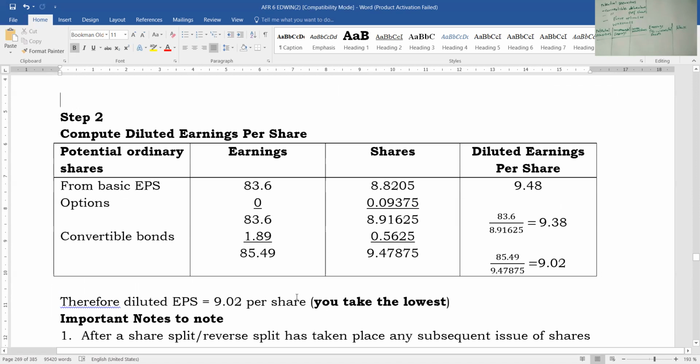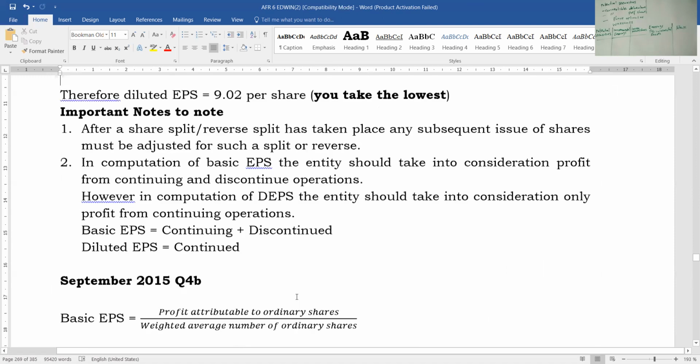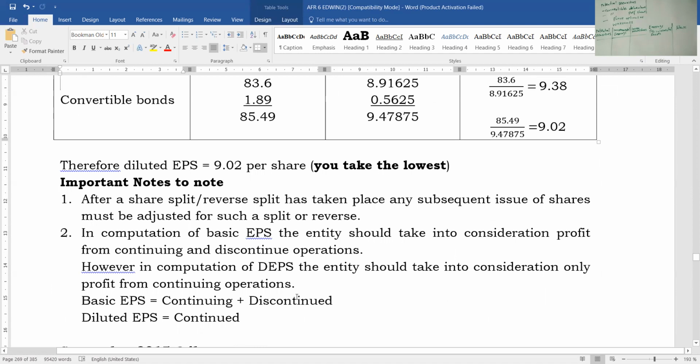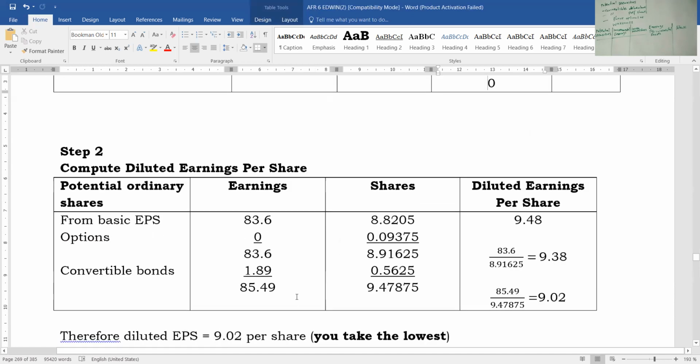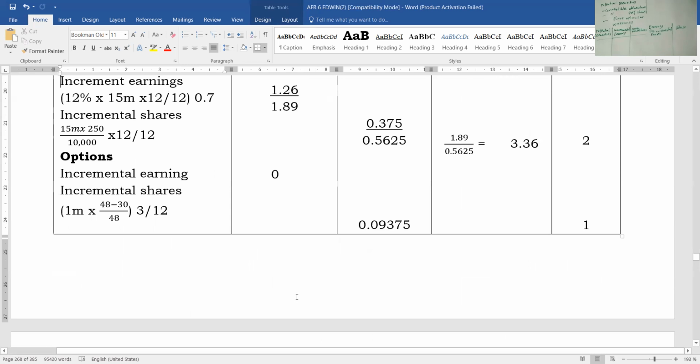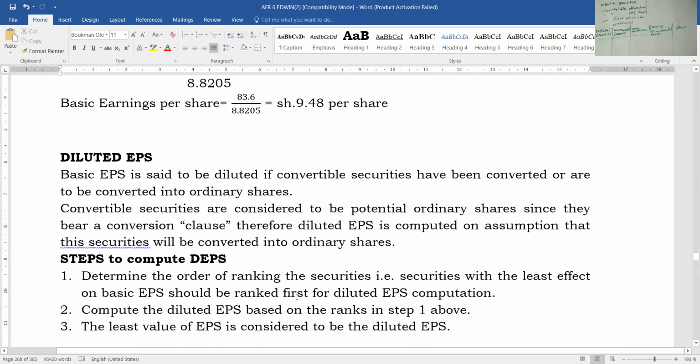Any query? No, not yet. So that is fine. Some important notes to know are all about after a share split or reverse split has taken place, any subsequent use of shares. Anyway, that one will be captured later when I will be doing another question. So for our next question, I will do it specifically on the whiteboard. But I think even this one you have understood. But for more understanding, I will be doing it on the whiteboard. Okay. So you could have a look at this question, try to understand it, so that we continue from there in our next session.